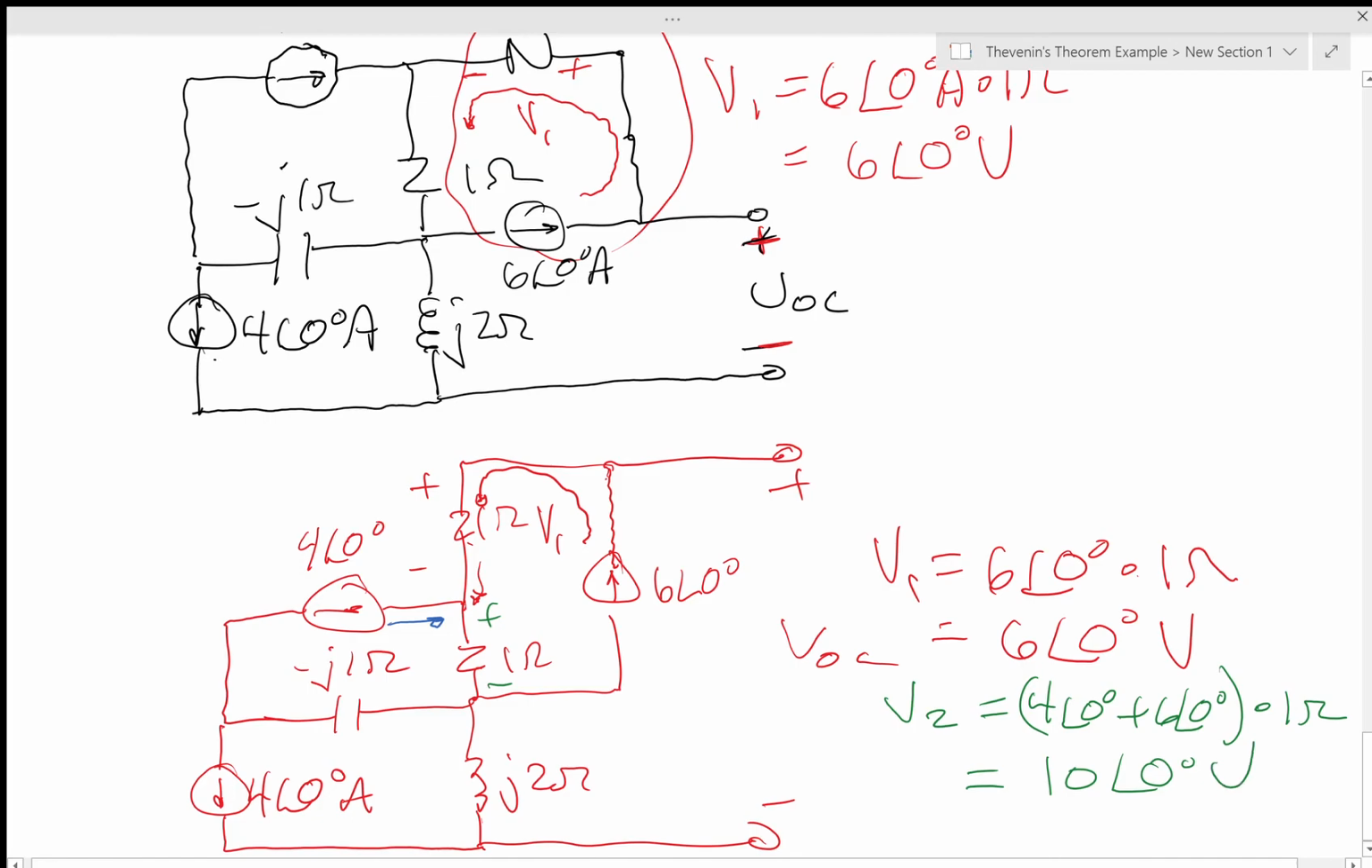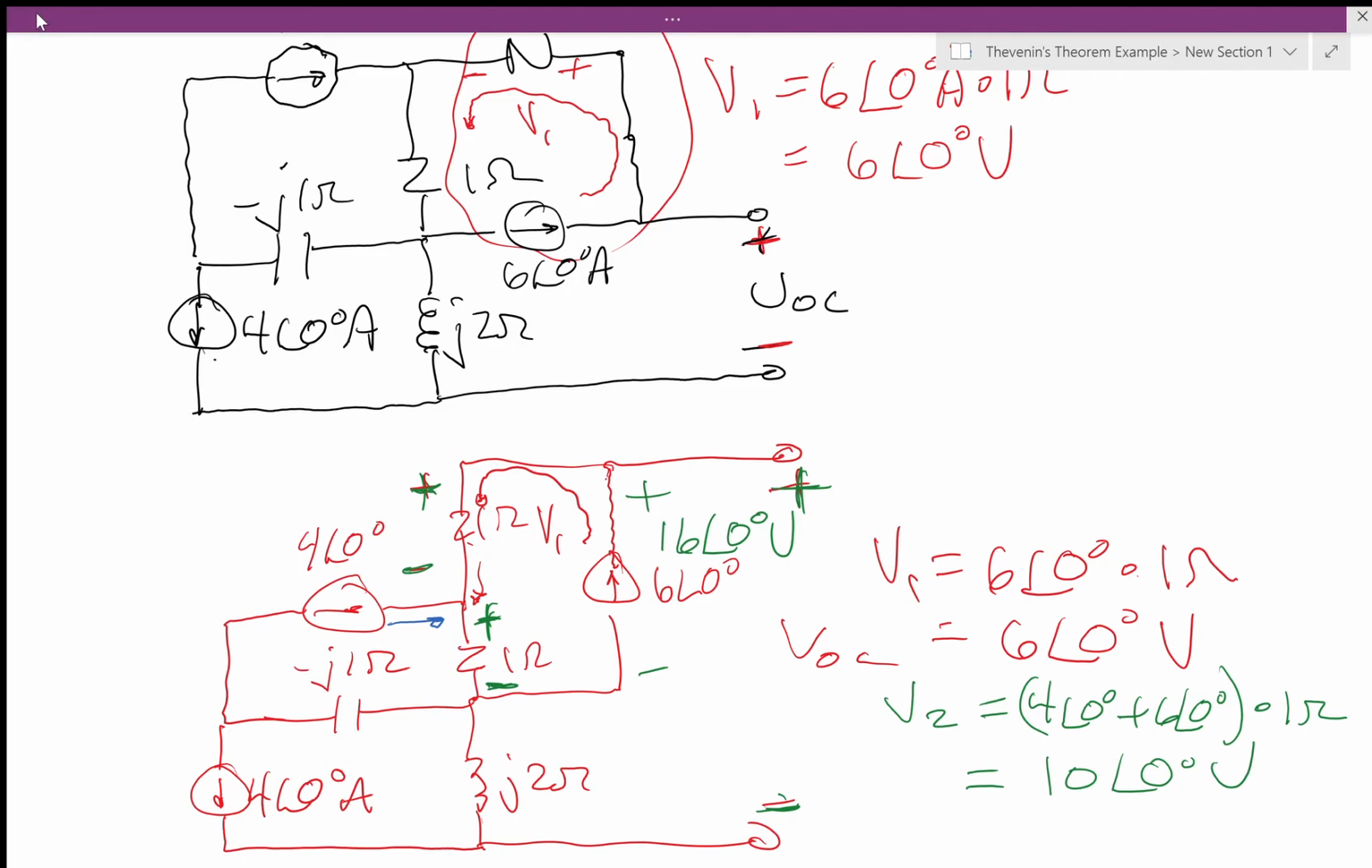Okay. Notice that so far all my voltage sources are in the same direction as VOC. Remember, voltage in parallel is the same. If you want to look at this, you could also say that the voltage across this is 6 plus 10 is 16 angle 0 degree volts, if that's what you want to do. Voltage in parallel is the same, V1 plus V2, 16 angle 0.